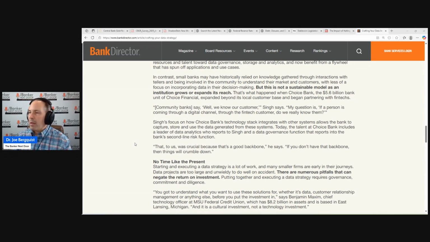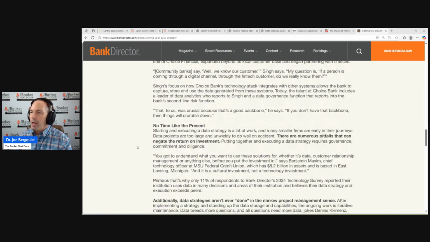Today, the talent at Choice Bank includes a leader of data analytics who reports to Singh and a data governance function that reports into the bank's second line risk function. That to us was crucial because that's a good backbone, he says. If you don't have that backbone, then things will crumble down.